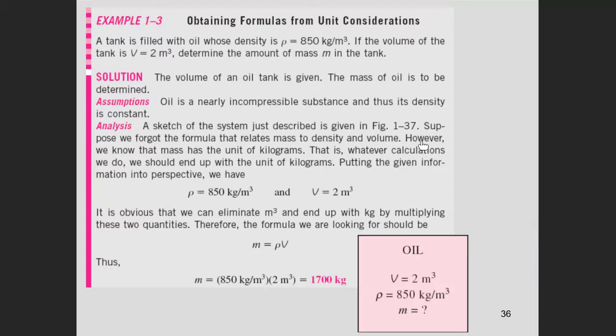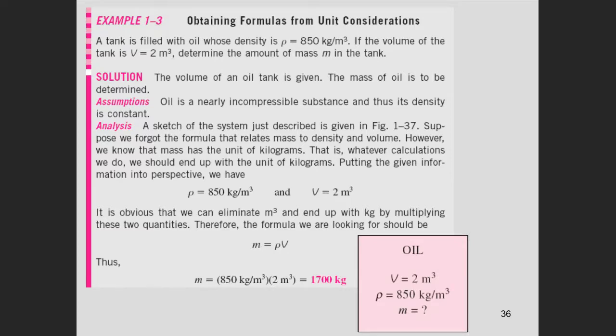Now, moving forward, there is another example here to show you how to distinguish between units. Read with me please: a tank is filled with oil whose density is 850 kilogram per meter cube. If the volume of the tank is 2 meter cube, determine the amount of mass. So mass is in kilogram, right? Yes. And if you are given the volume and the density, how will you get the mass? Multiply them.